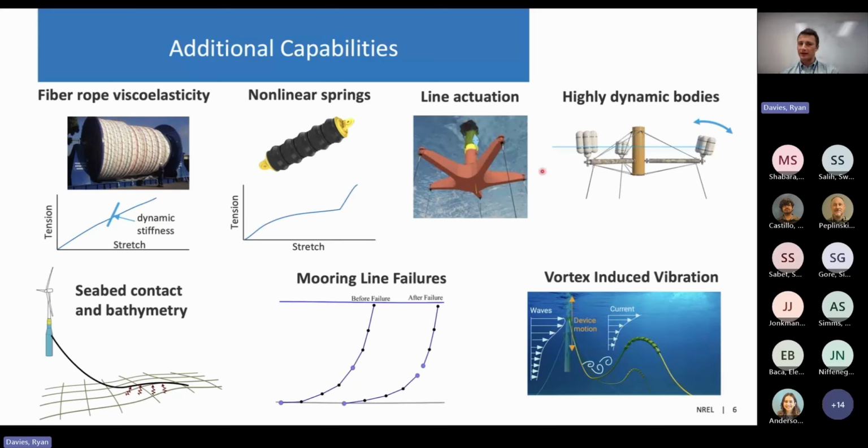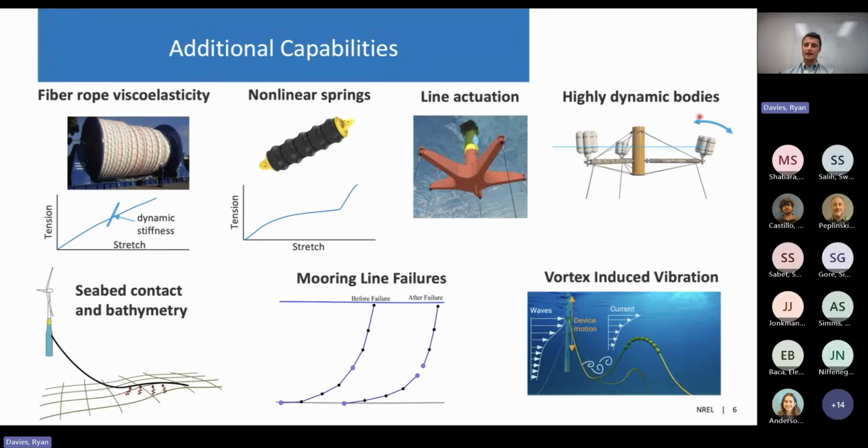We're able to simulate mooring line failures as well. So at a predetermined point, when it reaches a tension threshold, we can have the mooring line fail. And this is a really useful thing if you're looking at shared moorings or any sort of array level system and looking at how failures can propagate throughout the system and how to respond to those.